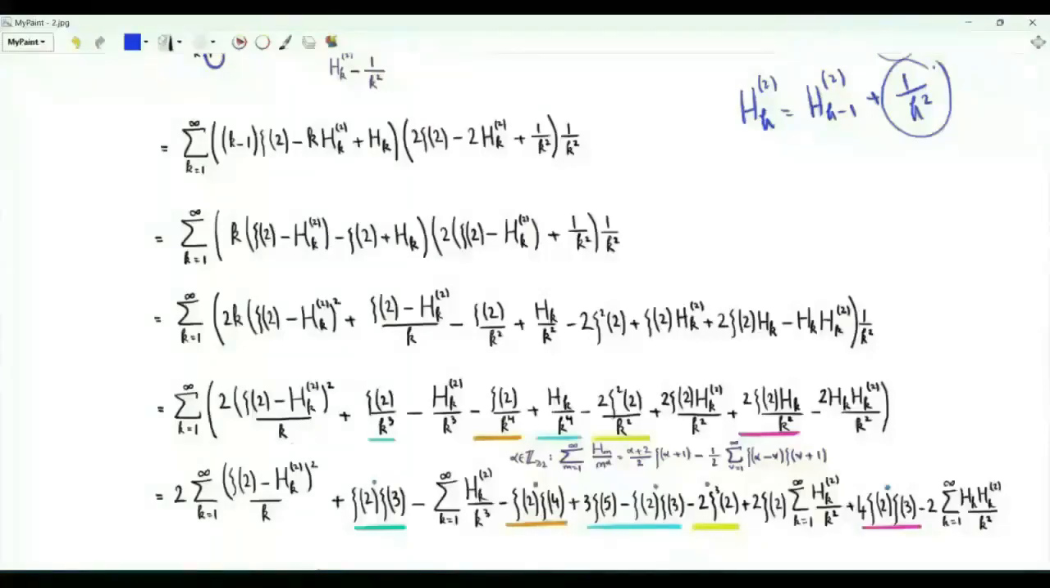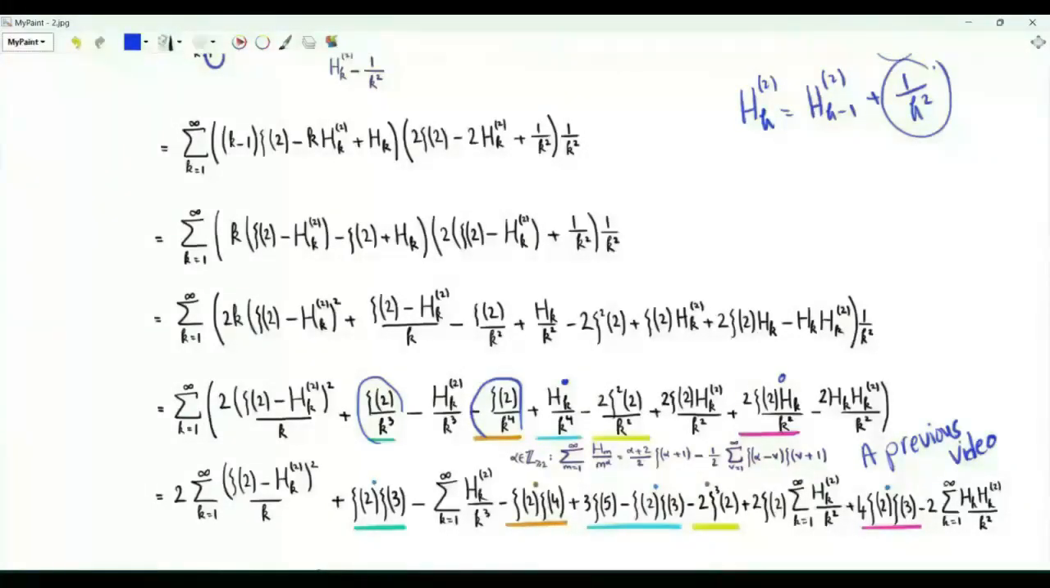After multiplying everything, we get a summand with 9 terms. When we sum this part, we get zeta of 2 times zeta of 3. From here, we get minus zeta of 2 times zeta of 4. We also obtain 2 terms with the kth harmonic number divided by a positive integer power of k greater than or equal to 2. That's the Euler sum we have previously investigated.